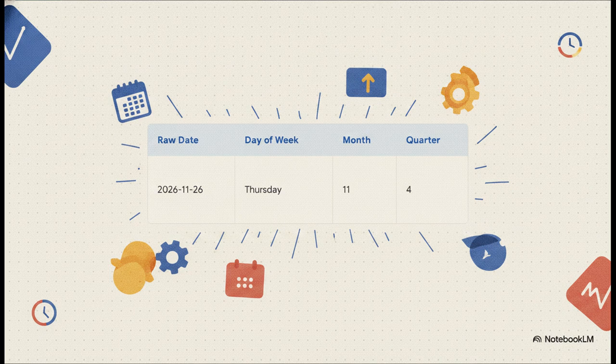Because let's be real, a computer doesn't naturally know that this random date is a Thursday or that it falls in quarter 4, unless you create dedicated columns telling it exactly that. These discrete features are what allow models to easily group and learn seasonal behaviors.